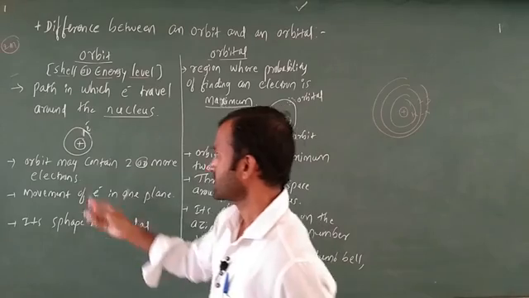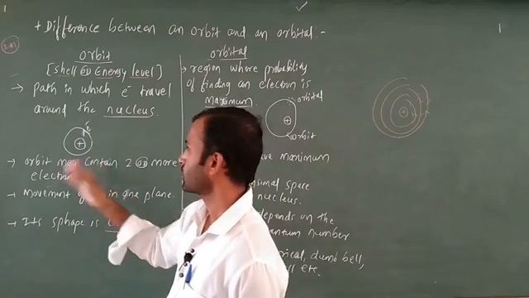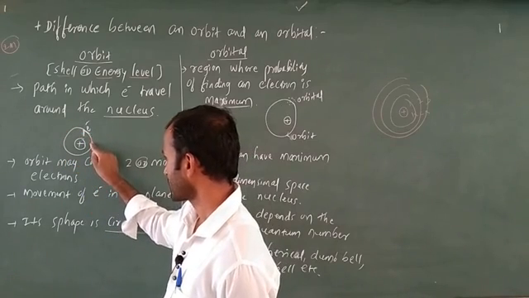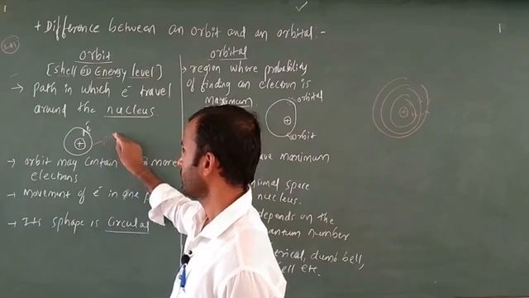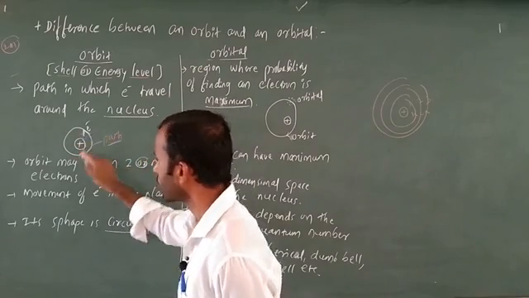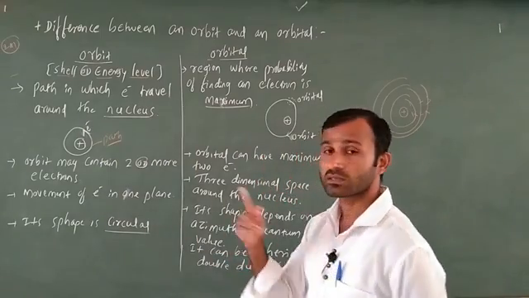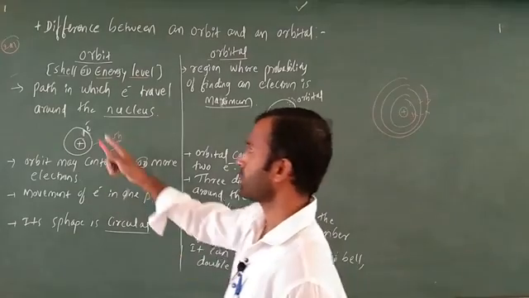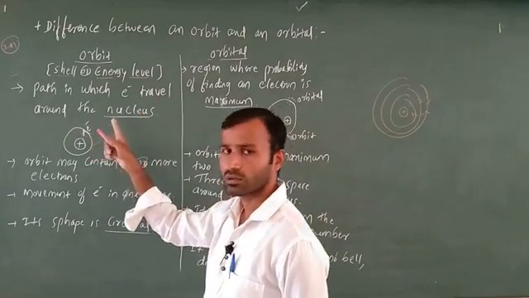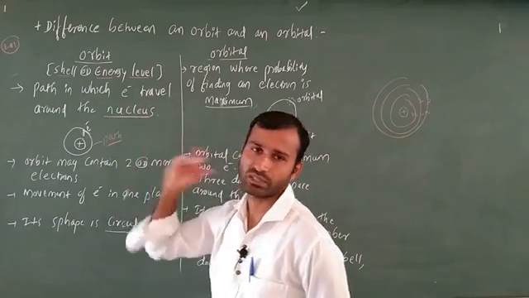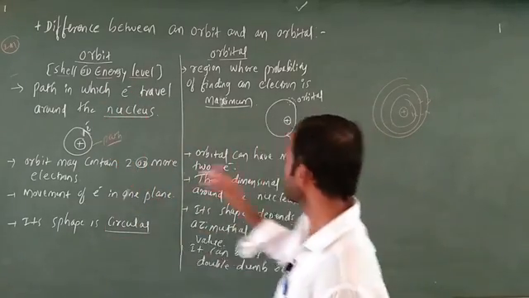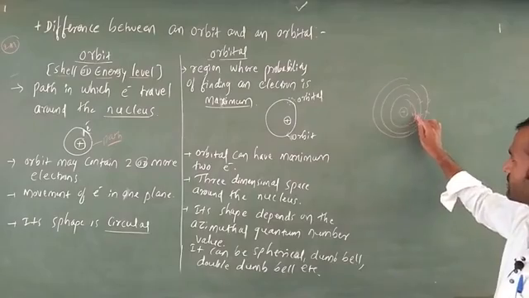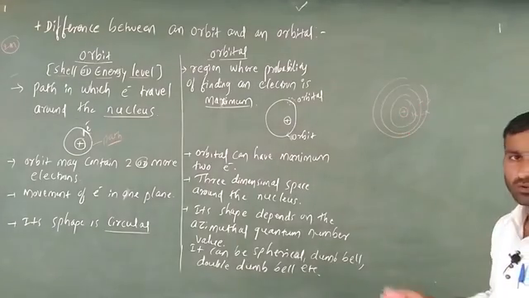Orbit or shell. Here in this case, assume there is an electron here. This path, this circle, is the path. This path is the orbit. In that path the electron is rotating around the nucleus. That is important. That is why the path in which an electron travels around the nucleus is the orbit. Is it clear? Just imagine, this is one orbit, this is 2, this is 3. The electron revolves around the nucleus in these orbits.